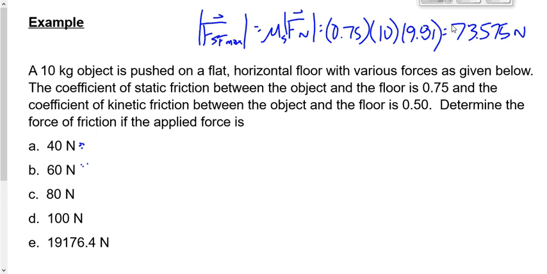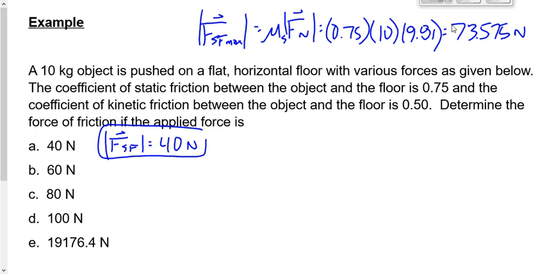Does it move? Well, question A, I apply a force of 40 newtons. If I push on it with 40 newtons, but static friction can be as big as 73 newtons, does it move? No, it doesn't. So that means if it doesn't move, then I've got static friction, not kinetic friction, and the value of static friction will simply be the value that I push with, 40 newtons in this case.